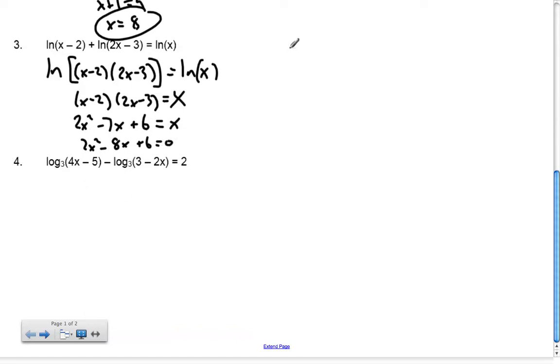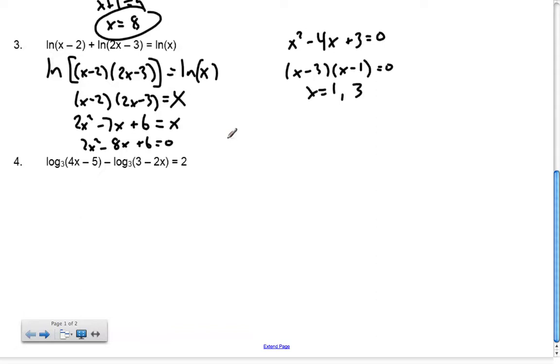And I can divide everything by 2, so I'm going to. It's an equation, so I can actually get rid of the 2. If it wasn't an equation, I wouldn't be able to do so. x squared minus 4x plus 3 is equal to 0. I'm going to solve this by factoring. x minus 3, x minus 1 is equal to 0. So x is equal to 1 and 3.